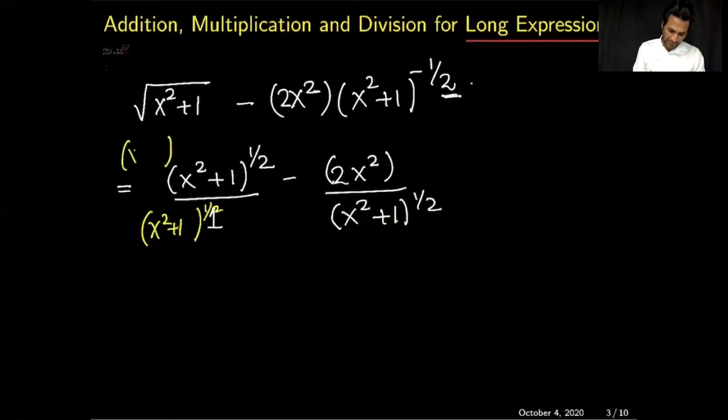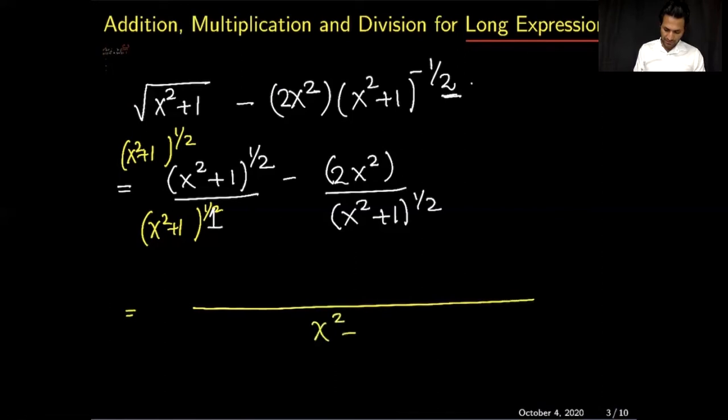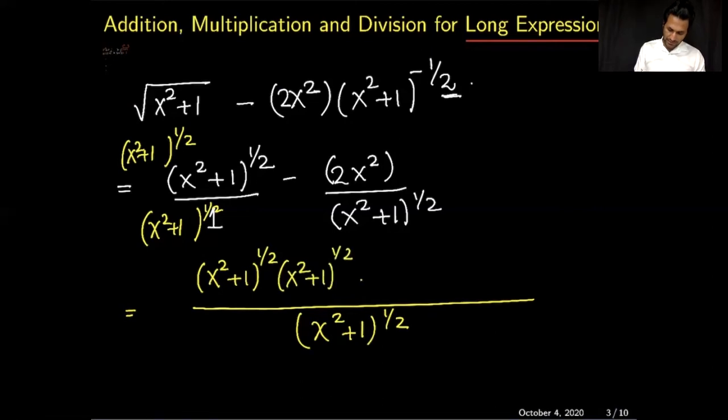And this is x square plus 1. I have to also multiply in the denominator. So now I have the expression with the same denominator, x square plus 1 to the power 1 half, as my common denominator. So here I have the expression x square plus 1 to the power 1 half times x square plus 1 to the power 1 half, with a negative sign because the negative sign is between these two expressions, and we have a 2x square.